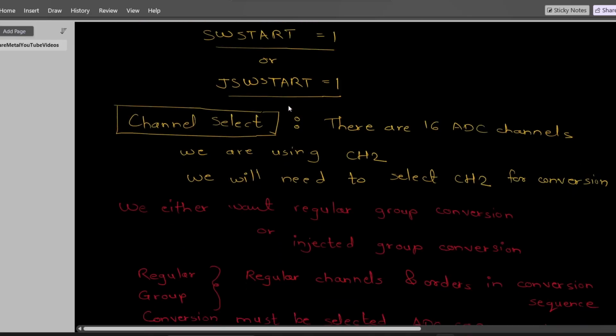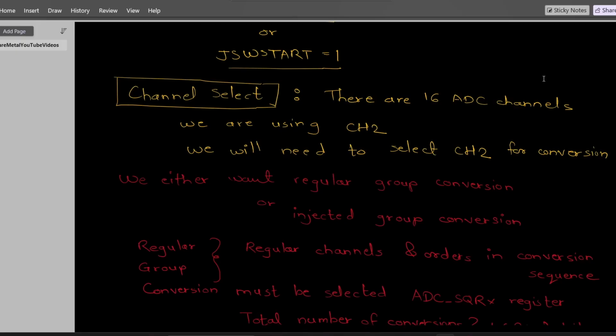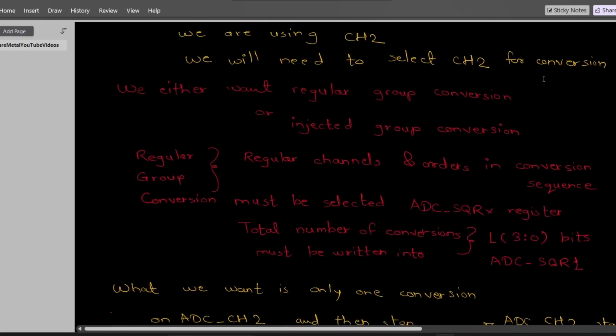Now, channel select. There are a total of 16 channels, as we have seen in the datasheet. We are going to use ADC channel 2, so we will need to select channel 2 for conversion.